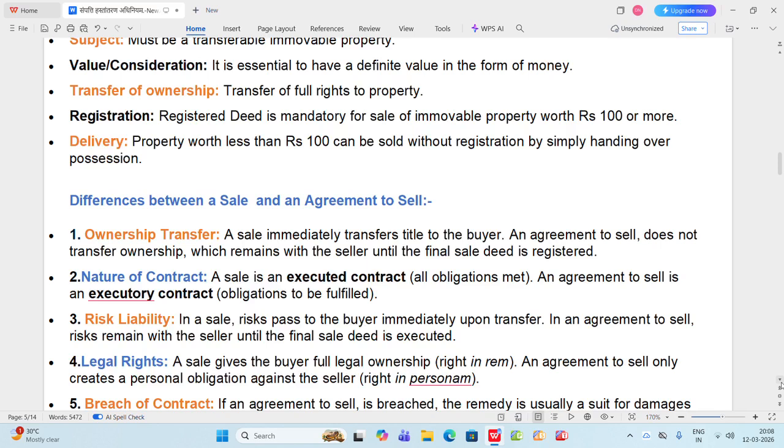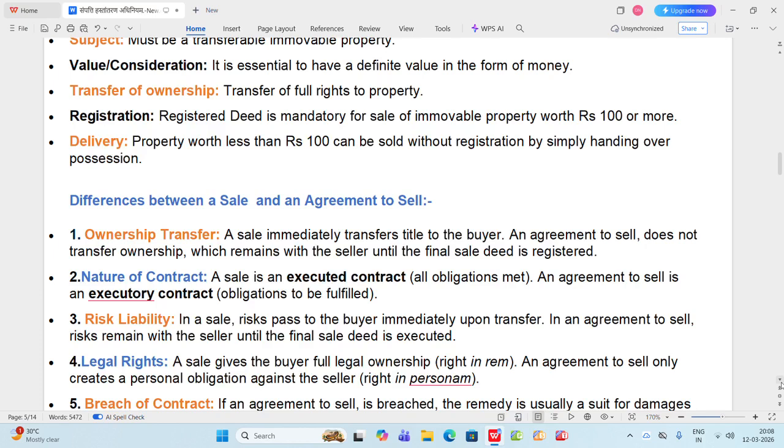Second is nature of contract. A sale is an executed contract, means all obligations have been met. All obligations required for the execution of the contract have been completed. An agreement to sell is an executory contract, means some obligations are not yet fulfilled and they have to be fulfilled by the buyer. Third is risk liability.